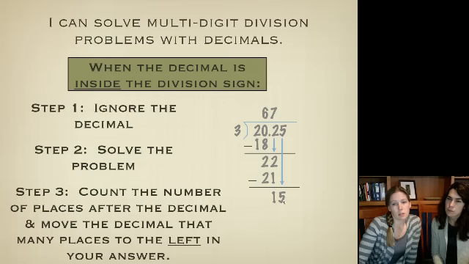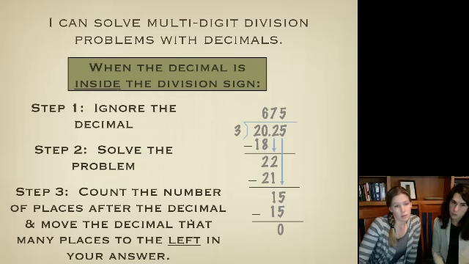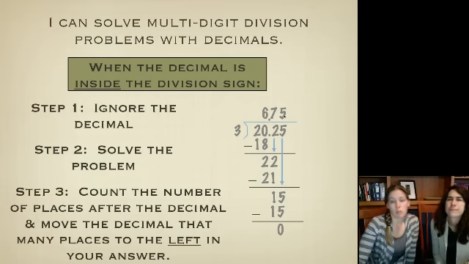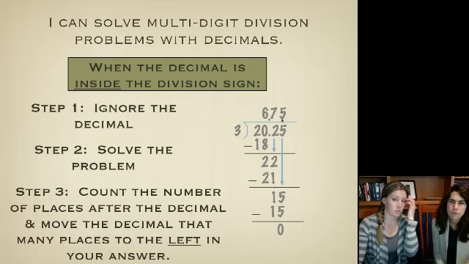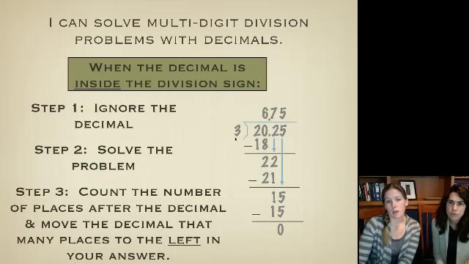3 times what gets me close to 15? The answer is 5. Multiply. 3 times 5 is 15. Subtract, and we have no remainder. Now, my last step here was to count the number of places after the decimal and move it that many places to the left. So there's 1, 2 here. So I need to move my decimal 1, 2 to the left. So my answer should be 6 75/100ths. So that is that one.